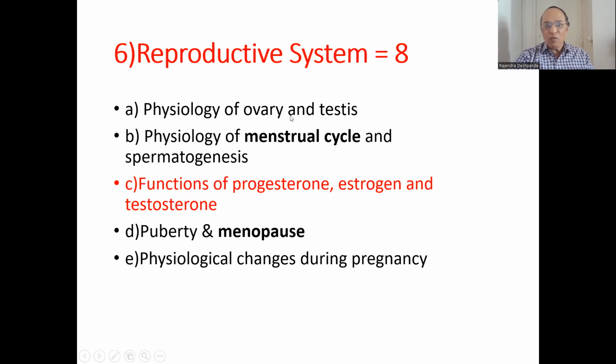Reproductive system, physiology of ovary, physiology of testis, female and male reproductive system. Physiology of menstrual cycle, proliferative phase, secretory phase, menstrual phase. Okay. Spermatogenesis, how the sperm is formed, male gamete and female gamete. Functions of progesterone and estrogen, these two hormones are female hormones, and testosterone is the male hormone. They develop the secondary sex characters, like getting the beard, development of the breast, development of the axillary and pubic hairs, and so on. Puberty and menopause, ending of your menstrual cycle.